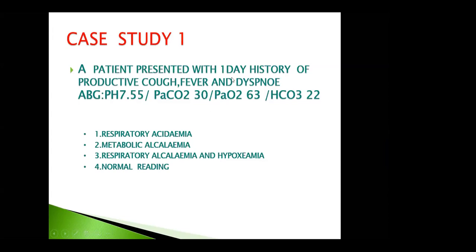So a patient presented with a one-day history of productive cough, fever, and dyspnea with ABG: pH of 7.55, PaCO2 of 30, PaO2 of 63, and bicarbonate 22. So please comment on this ABG and make your choice.